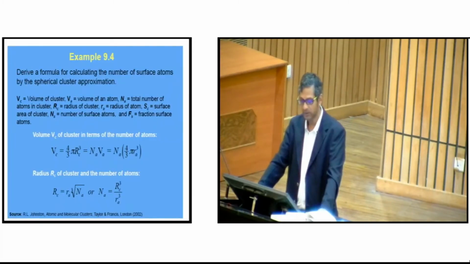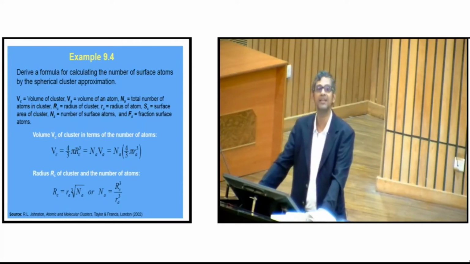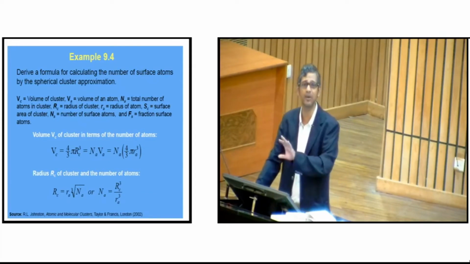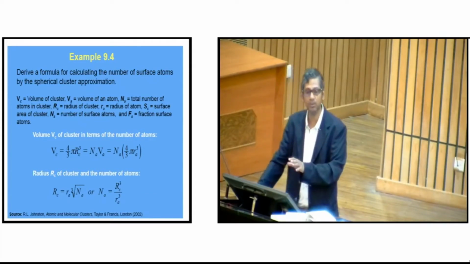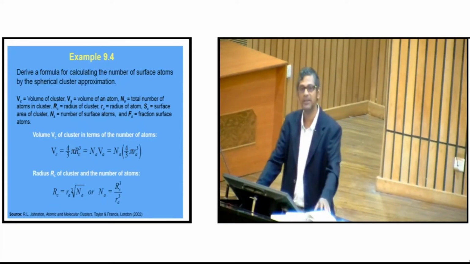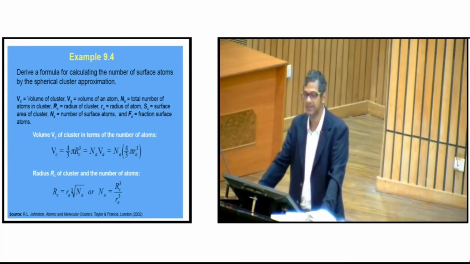Well, then I talked about something called magic numbers. And in magic numbers, the basic aspect is the relationship between the surface atoms and the bulk atoms. How many atoms are sitting on the surface versus the bulk? The first important aspect is the spherical cluster approximation, which you dealt with. If you assume a spherical nanoparticle, then you can calculate the fraction of atoms sitting on the surface for a particular diameter of the atom as well as the number density, right?